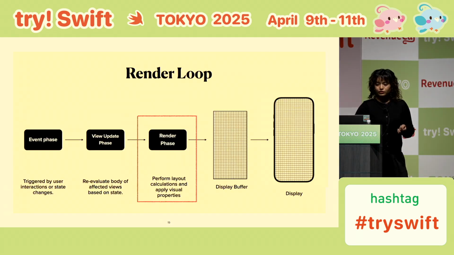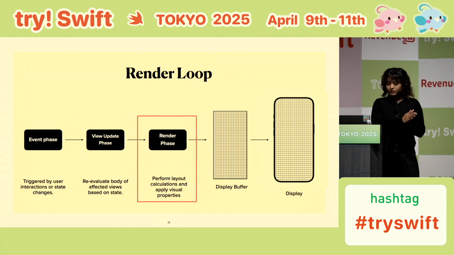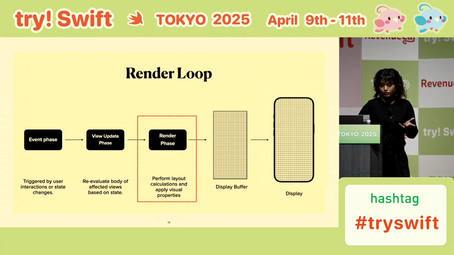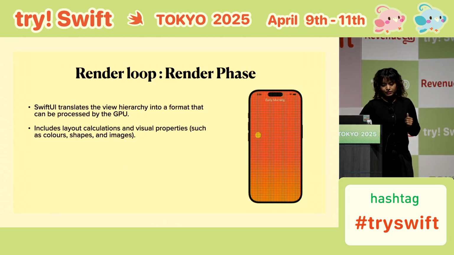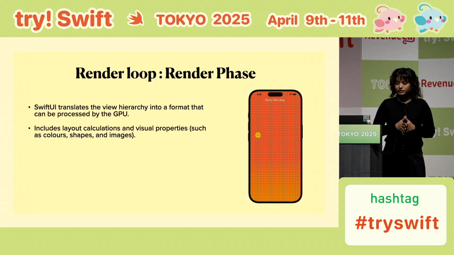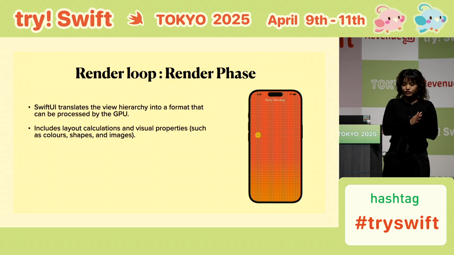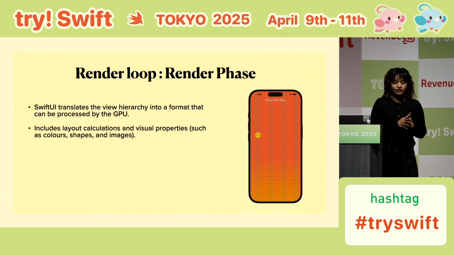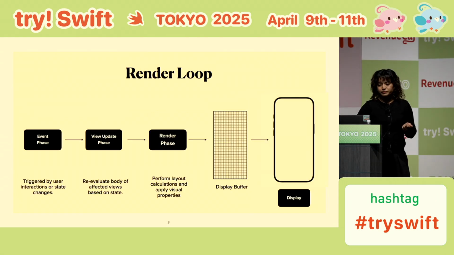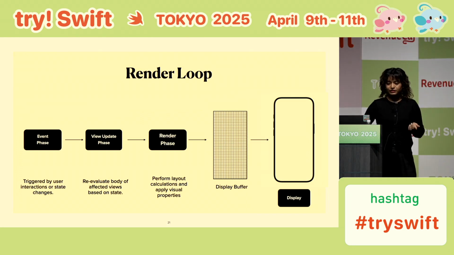Right, so the new view hierarchy that we got is going to be passed to the next stage, the render phase, which is, of course, a pretty important phase. This is where the display buffer is going to be created, and the layout calculations and the visual properties like colors, etc., are going to be applied in this stage. And our new view hierarchy can be transferred to a format that GPU understands, which is basically what we call display buffer. And then the last phase is just displaying the buffer that was created.